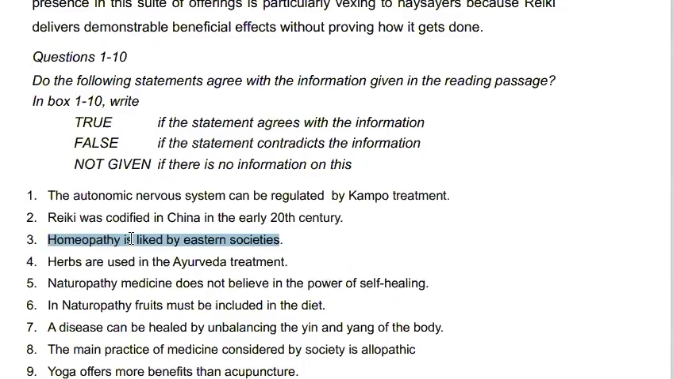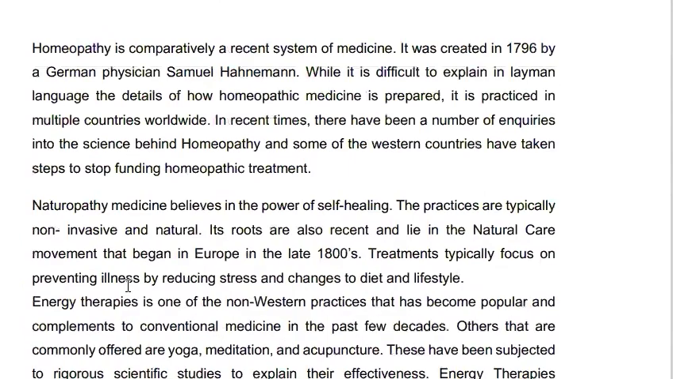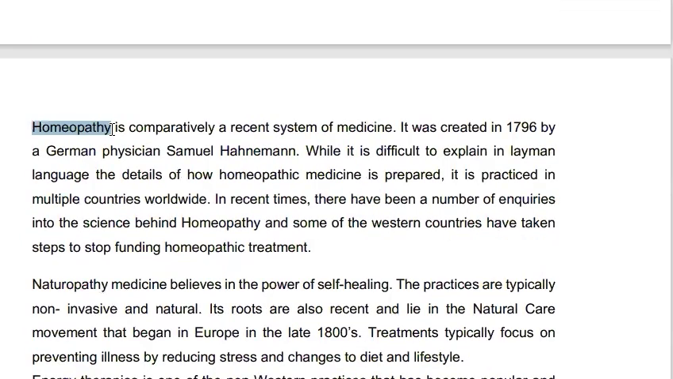Let's do question number 3 of true, false, and not given. The question is saying homeopathy is liked by Eastern societies. So it is saying that Eastern societies liked homeopathy. So now let's go to the passage and see if Eastern societies liked homeopathy. So homeopathy is talked about in paragraph 5. Let's read it. Homeopathy is comparatively a recent system of medicine. So this line is telling us that it is a recent system. It was created in 1796.